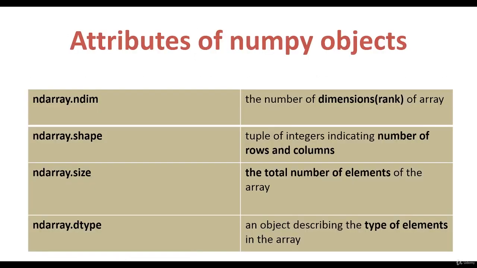Attributes of NumPy objects. Array object dot ndim returns the number of dimensions of the array. Array object dot shape returns a tuple of integers indicating the number of rows and columns. Array object dot size returns the total number of elements. Array object dot dtype returns an object describing the type of element in the array.